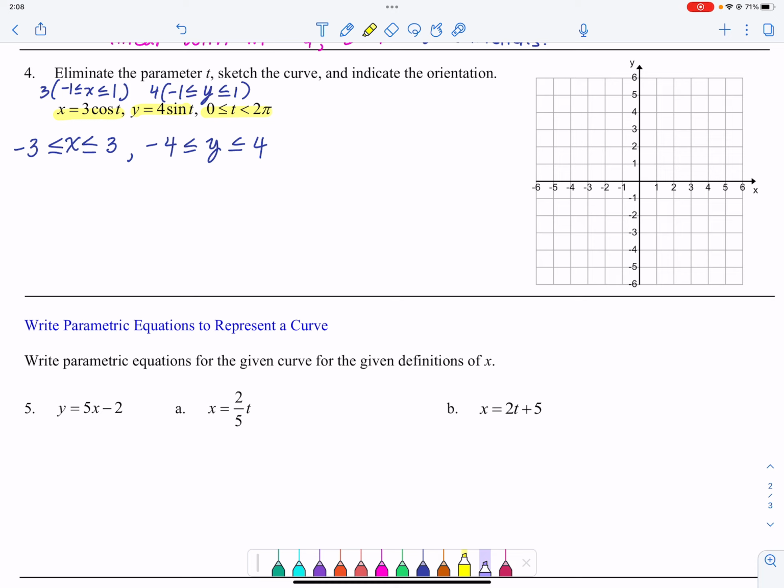Okay, so now let's take a look at the cosine of t, and we can see that the cosine of t is going to be x divided by 3.